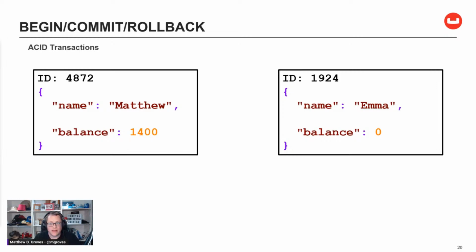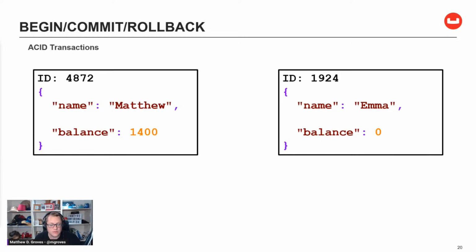If I want to transfer an amount, that means a debit from Matthew and a credit to Emma. And both of those have to happen, or neither has to happen. We can't do a halfway, because that's going to be creating or destroying money, and that's not going to make our customers very happy. So we have to have two documents and two operations, and those both have to happen.